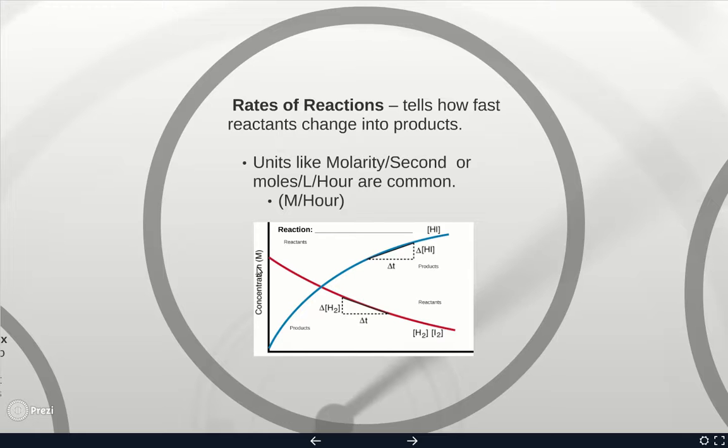This is concentration on the side, and molarity, which is moles per liter. So at the beginning we have only reactants and no products. This blue line is the increasing of the products over time, and the red line is the decreasing of the reactants over time. So here, delta [H2], the concentration of H2, these little brackets mean concentration. It's showing you the change in the concentration of hydrogen in this small area over the amount of time. And this is showing you the change in, remember delta means change in, the concentration of HI, hydrogen iodide, over time.